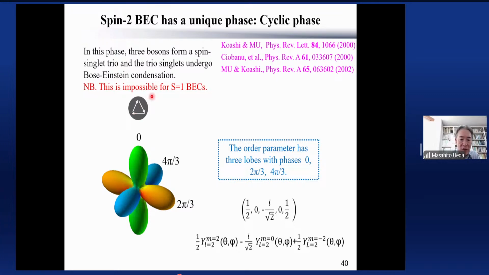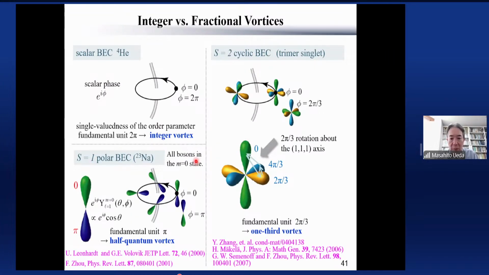Because if the spin is 2, then 2 plus 2 gives total spin 0, 2, and 4 because of Bose symmetry. And if the combined spin of two spins is 2, then a third spin can cancel this 2 to produce a spin singlet. And this shows the order parameter of this spinor BEC, where these three lobes have phases 0, 2 pi over 3, and 4 pi over 3. Suppose now that we rotate the order parameter by 2 pi over 3 around some symmetry axis, like this. Then the single-valuedness of the order parameter is met by an additional phase change of 2 pi over 3. Therefore, the system can accommodate a 1/3 vortex.